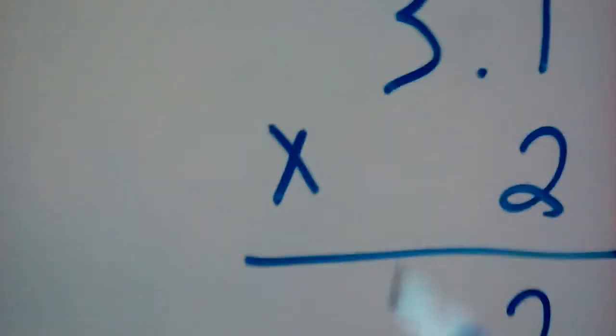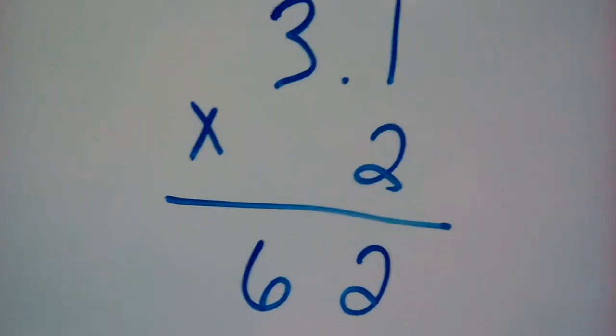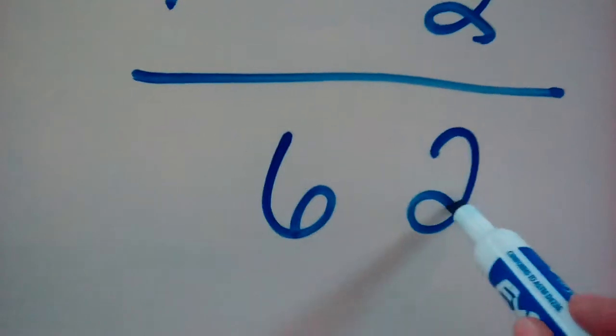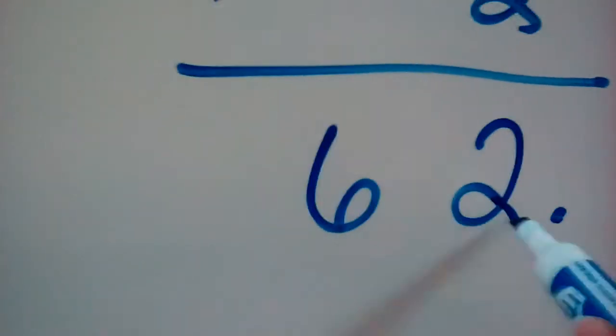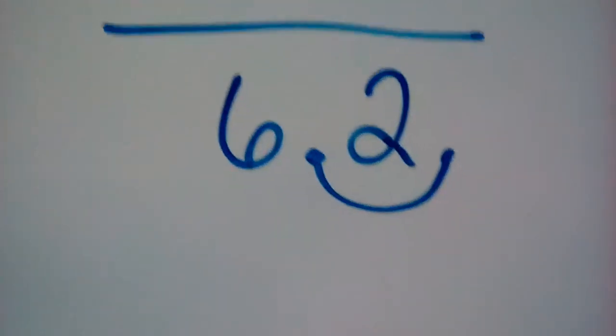Well, I get 2 times 1 is 2. 2 times 3 is 6. But I get 62. How am I supposed to get 6.2? Well, again, you're going to look at how many place values you have after the decimal. I have one place value. I have no decimals here. I have one place value. So I'm going to take my 62 and I'm going to move that decimal 1 spot. And there is my 6.2.